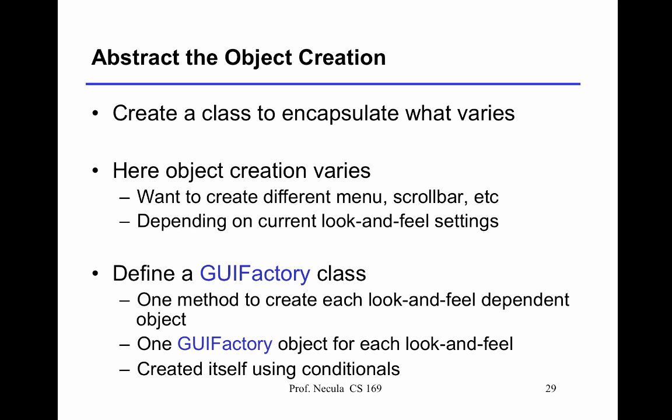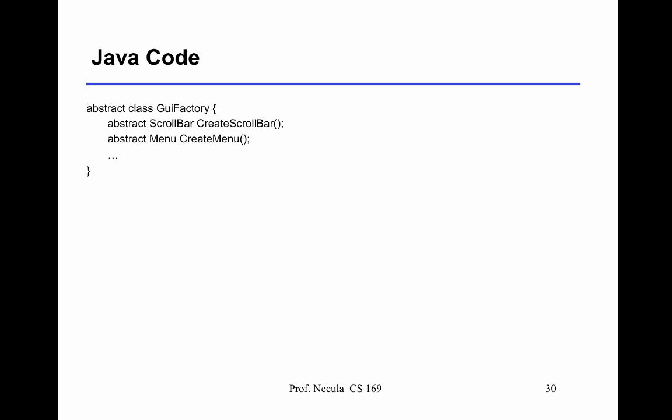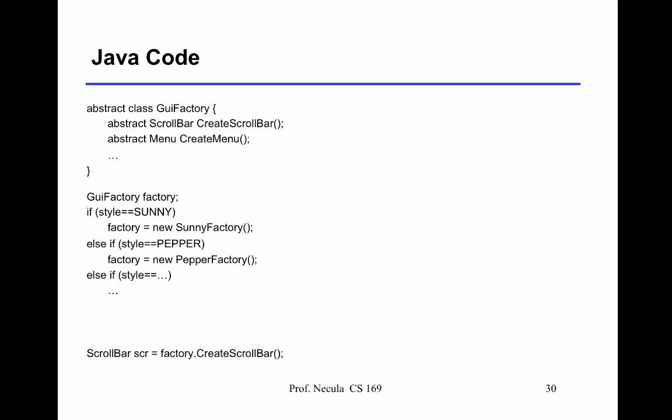So if this wasn't totally clear, let's look at an example. We're going to have this abstract class, GUI factory, and it's going to know how to create scroll bars, menus, everything that's its theme. And in one place in my application, I'm going to have something like this. If style is Sunny, then I set this global factory reference to a Sunny factory. A Sunny factory, an instance of this, knows how to create scroll bars, menus, and everything, all looking similar. Or a Pepper factory, or everything else. So I do have this code. It's just I have it in one place in my code.